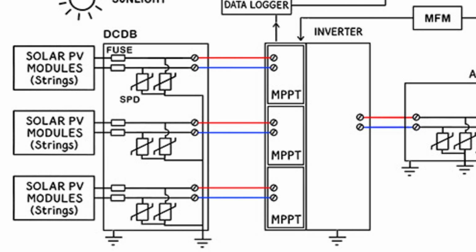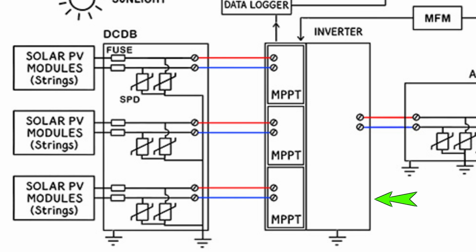Next, the DC power enters the DC distribution board, also called DCDB. The DCDB protects the DC side of the system. It contains DC fuses which protect the strings from overcurrent and short circuits. It also contains a DC surge protection device. This device protects the system from lightning and sudden voltage surges. From the DCDB, the protected DC power goes to the inverter.